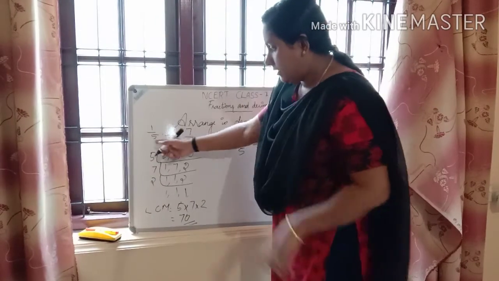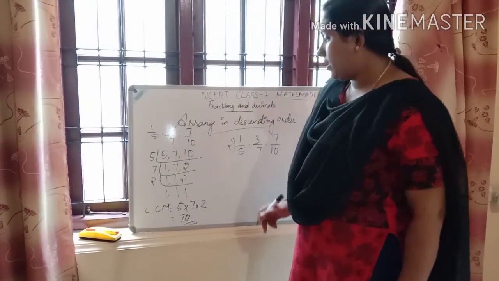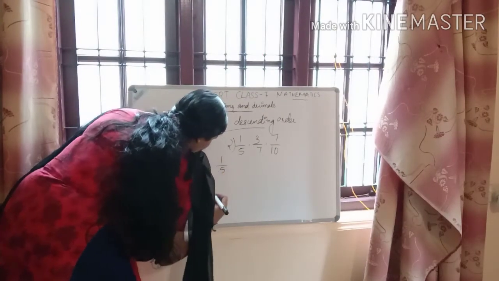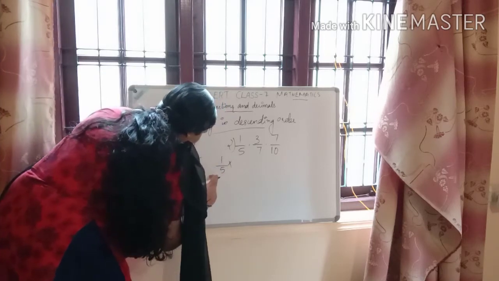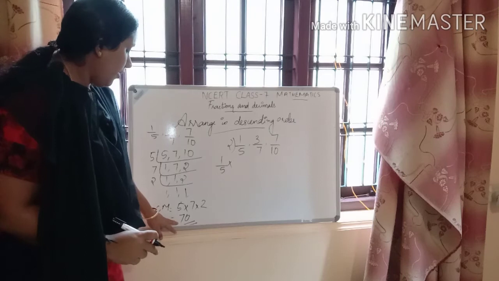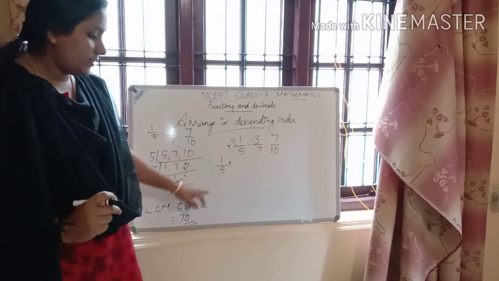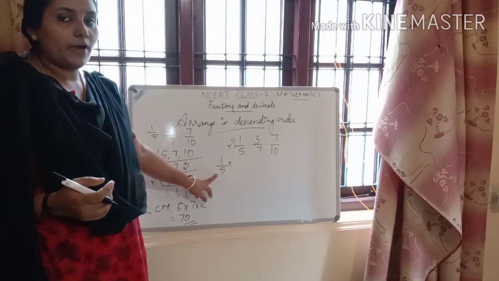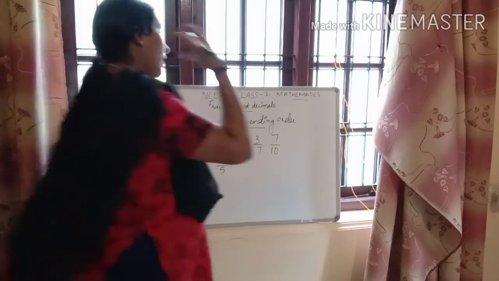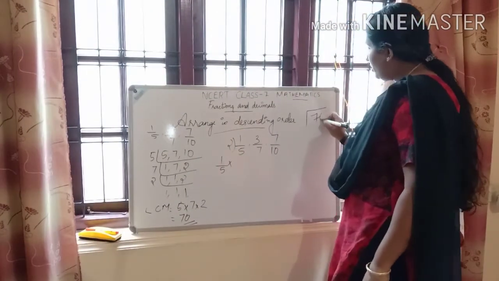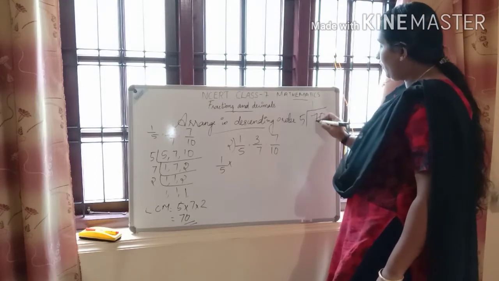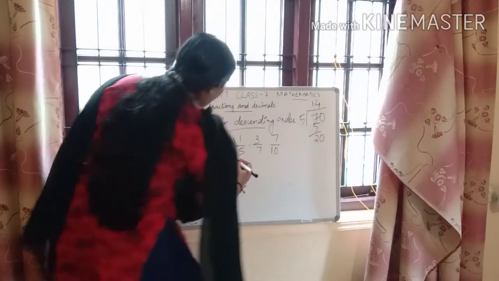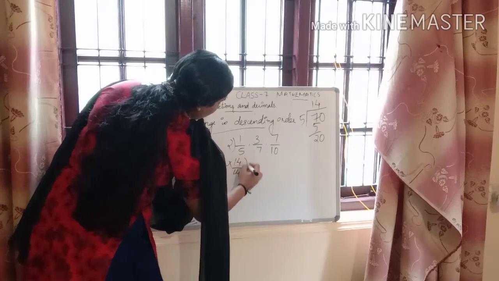So just convert these denominators to 70. How can we convert? First of all, convert 1 by 5. How do we get 70 from 5? Just divide 70 by 5. 5 times 1 is 5, remainder 2, 5 times 14 is 70. So just multiply and divide by 14.